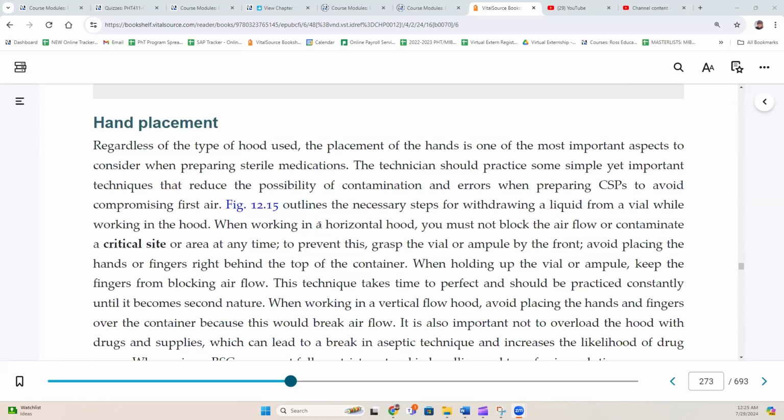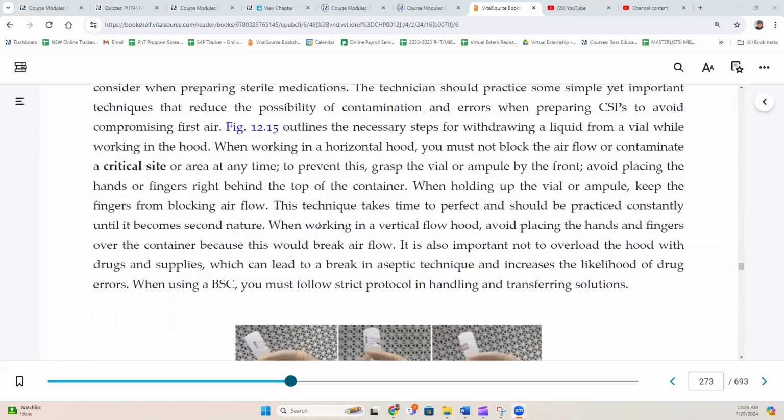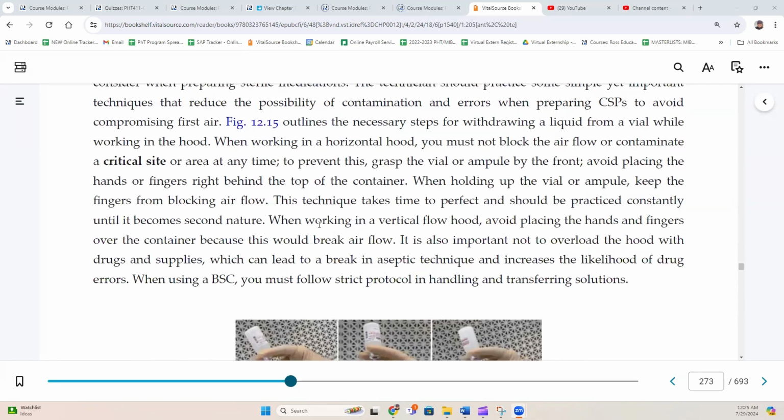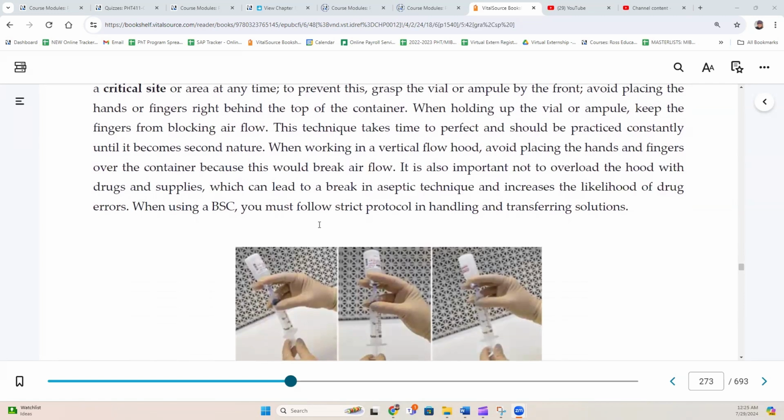Figure 12.15 outlines the necessary steps for withdrawing a liquid from a vial while working in the hood. When working in a horizontal hood, you must not block the airflow or contaminate a critical site or any area at any time. To prevent this, grasp the vial or ampule by the front. Avoid placing the hand or fingers right behind the top of the container. When holding up the vial or ampule, keep the fingers from blocking airflow. This technique takes time to perfect and should be practiced constantly until it becomes second nature.